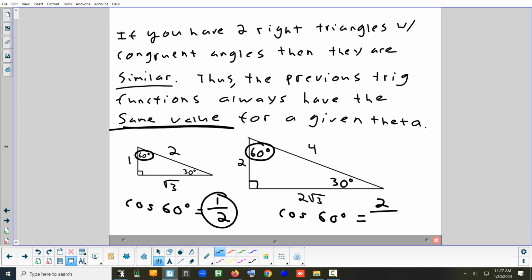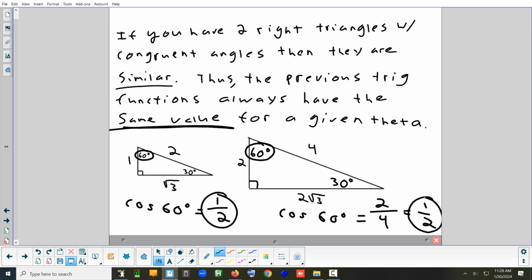And cosine is adjacent over hypotenuse. What's the hypotenuse? 4. And what does that reduce to? 1/2. Okay, so the point is, it doesn't matter how big or small your triangle is. The cosine of 60 is always going to be 1/2, no matter what kind of triangle you draw. Size-wise. So that's what I'm getting at with this.